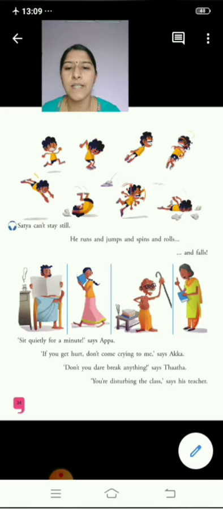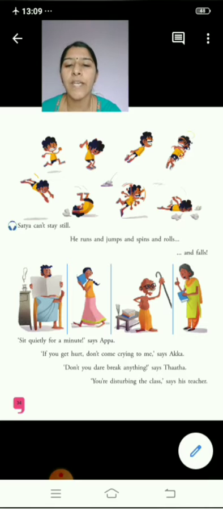Okay, so Satya is a boy. He can't stay still in one place. He will be jumping, running, rolling, and then falling down. So like that, he is a very naughty boy. He is a very active boy.